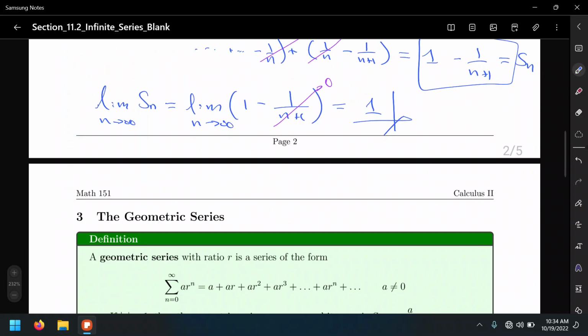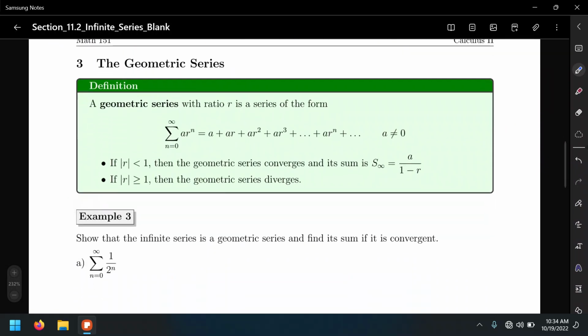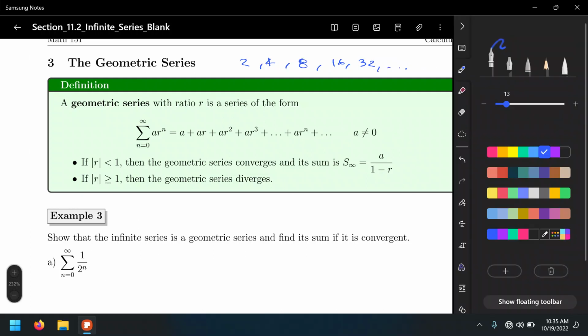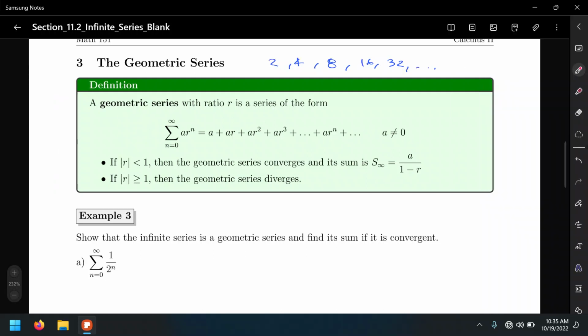All right. The geometric series. A geometric series is distinguished by having all of its terms having a common ratio. For example, the sequence 2, 4, 8, 16, 32, etc. is distinguished because every consecutive term has a common ratio with its previous one.